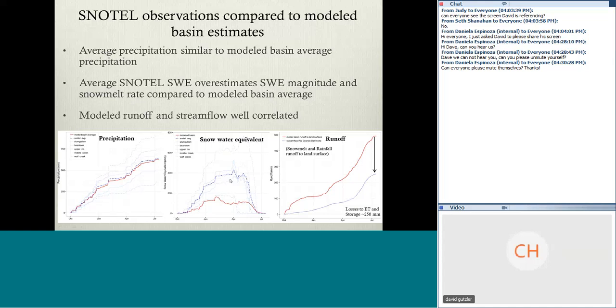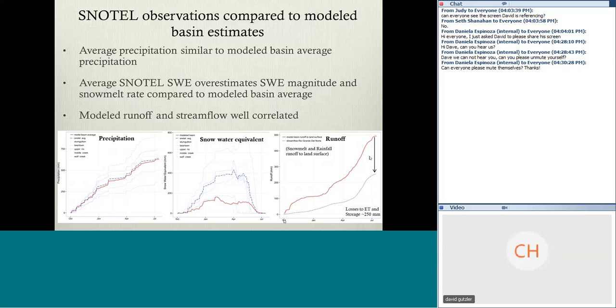And certainly, streamflow forecasts aren't based on a water balance estimate. They're based on linear correlations of SNOTEL and streamflow. So one of the things we want to look at is how this relation between the average SNOTEL snow measurements and the basin-wide modeled snow has changed over time, and whether there are significant trends that we're finding in that relation.